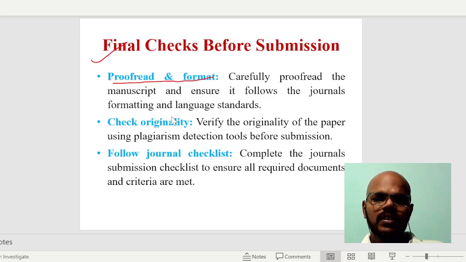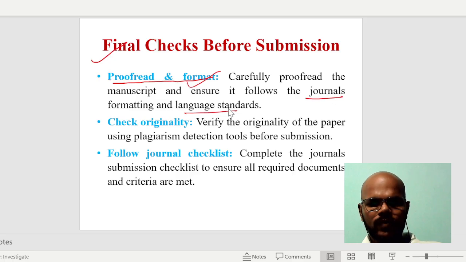Next, format means whether it is following the standard guidelines. Language standards are one example. Standard guidelines means whether the journal's given guidelines are being followed or not. Make sure that tables have specific guidelines, images have specific guidelines, text and abstract have specific guidelines, which will be given in every journal. You have to follow all these things before submitting to the journal.